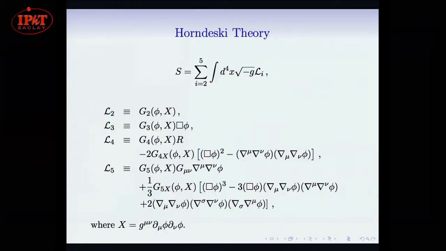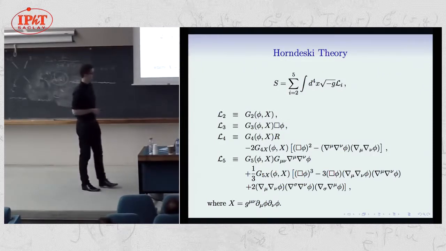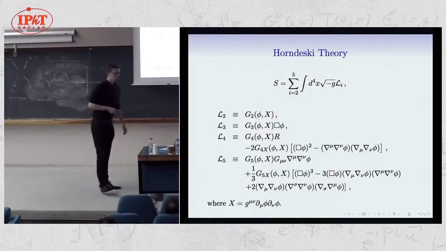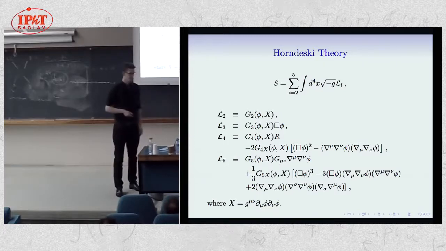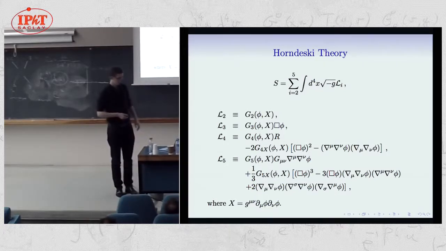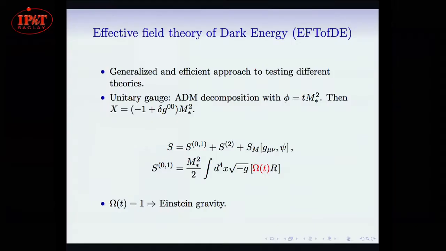It's a real mess. So you have 5 free functions, G2, G3, G4, and G5, all free functions of the scalar field, and X, the derivative of the scalar field. And you could compute black hole solutions in Horndeski, and this is cosmological solutions. This is the full covariant theory. It's a mess. So EFT.